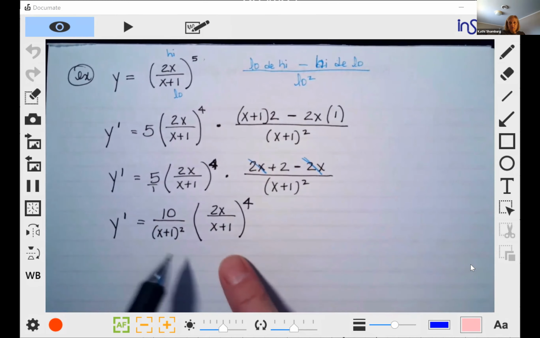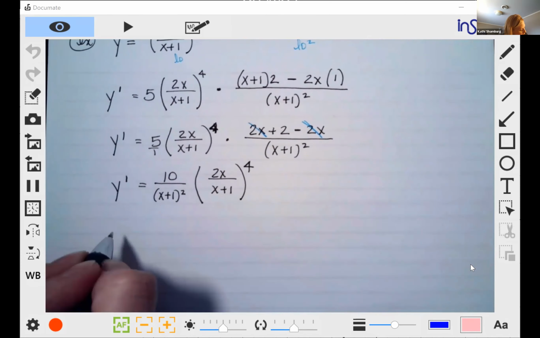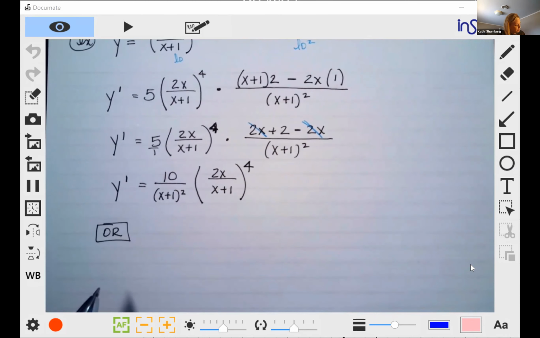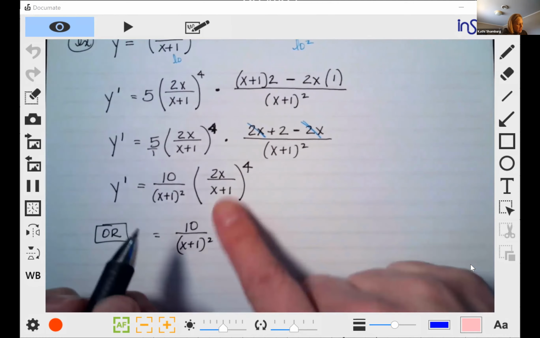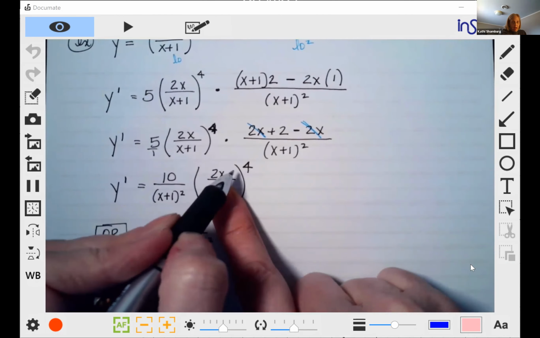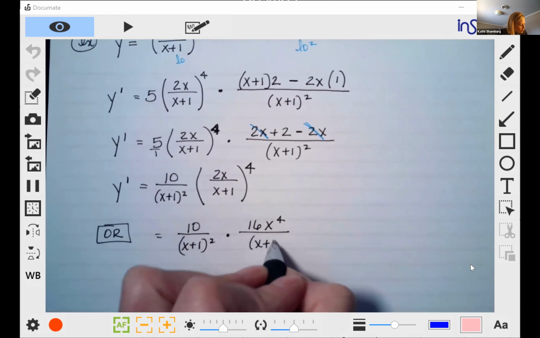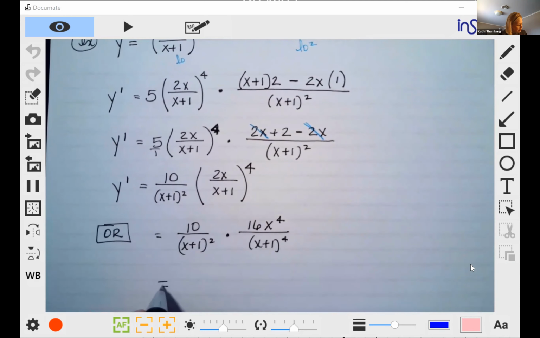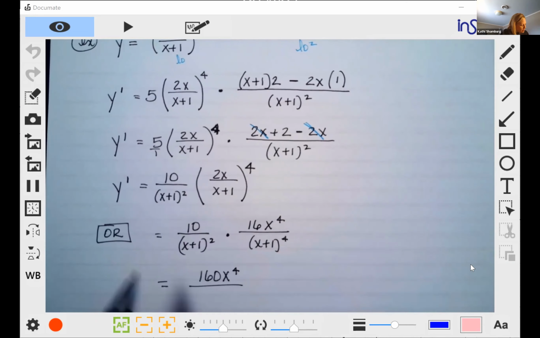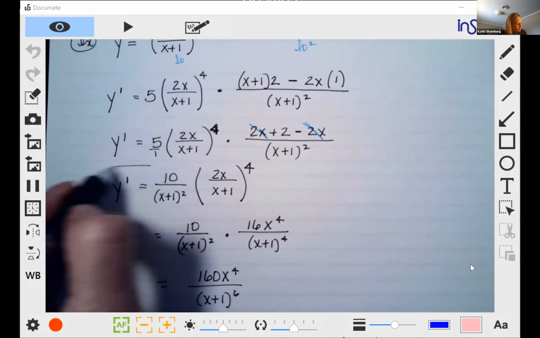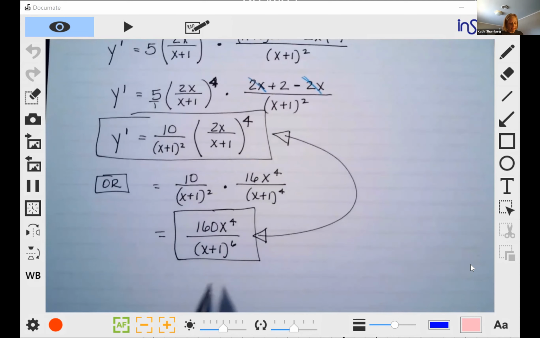All right, now, this is perfectly fine for an answer. But some of y'all might recognize this x plus 1 squared, and we have an x plus 1 here. So I want to show you how you could rewrite this. We've got the 10 over (x plus 1) squared. I could raise 2x to the 4th, so it would be 2 to the 4th power, which is 16. X to the 4th power is x to the 4th. And then we would have this x plus 1 to the 4th power, which would then be 10 times 16 is 160, x to the 4th. And these are the same base, so just add their exponents: (x plus 1) to the 6th. So this and this represent the same thing. This is a little bit cleaner. That's why I kind of like it.